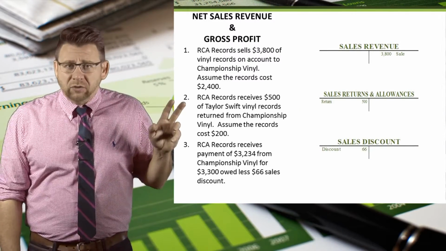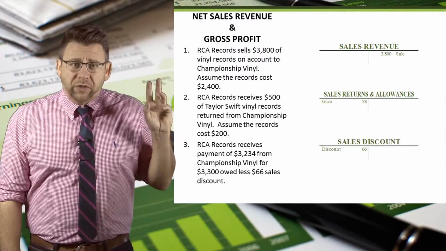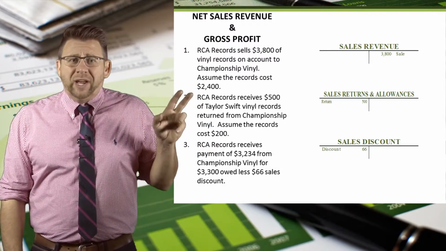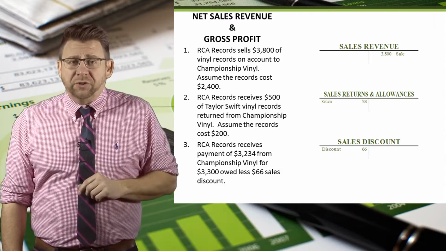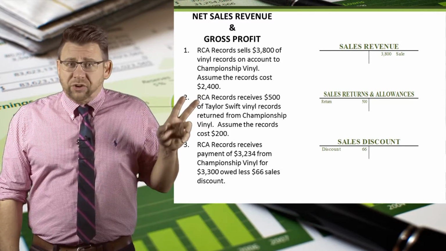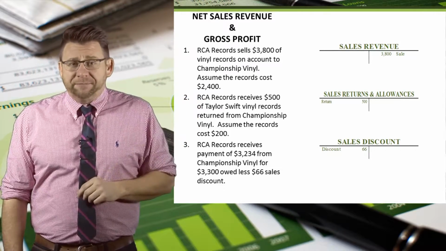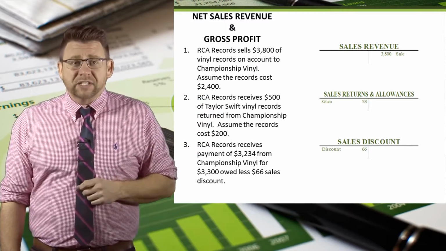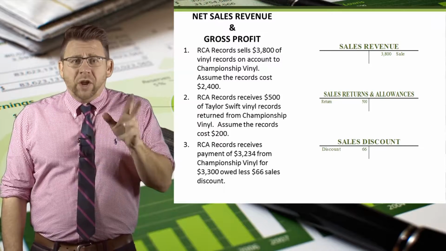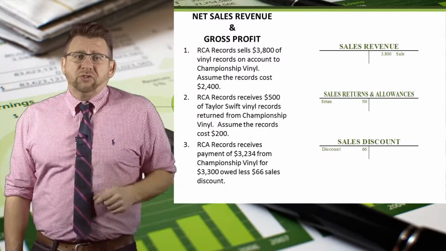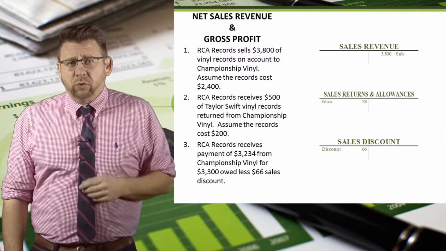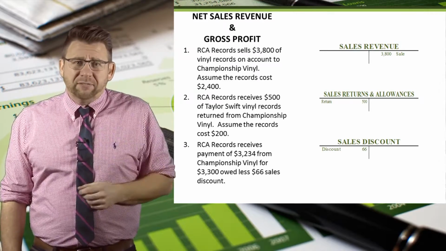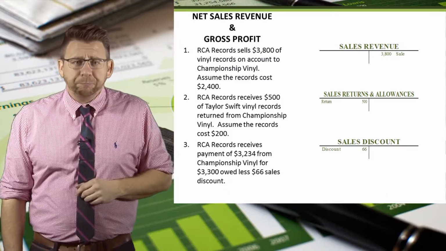So the T account looks like this for the revenue and contra revenue accounts. Sales revenue had a credit balance of $3,800. Sales returns and allowances has a debit balance of $500, and sales discount has a debit balance of $66. If you're wondering where those numbers came from, I encourage you to watch the video entitled Perpetual Seller. Otherwise, the calculations are the same regardless of the source of the data.